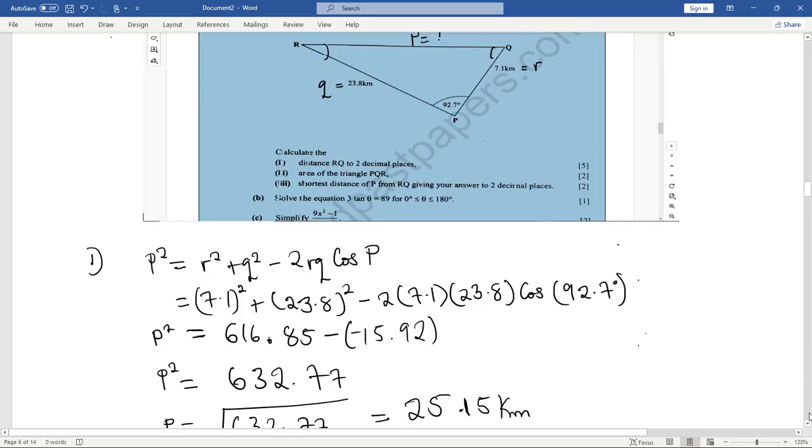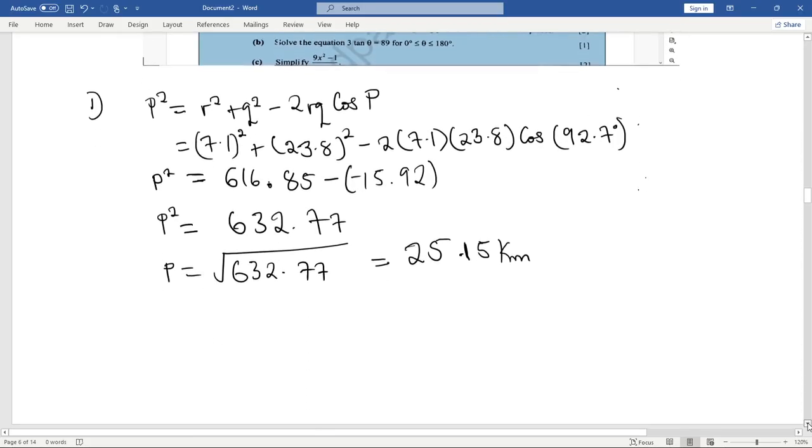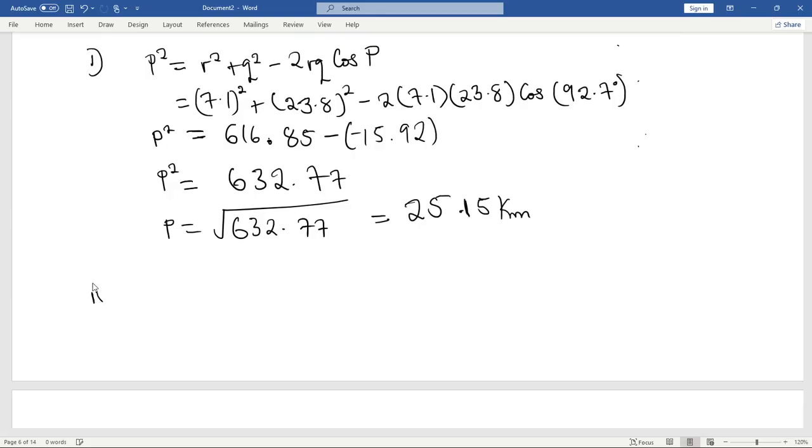Then we also have to find the area of this triangle here. So we know that the area of the triangle is given by the following formula. The area of a triangle is simply equal to 1 over 2 ab sine theta. Here a and b are simply the lengths of the two sides that we've been given, and theta is the angle in between the 2 sides.